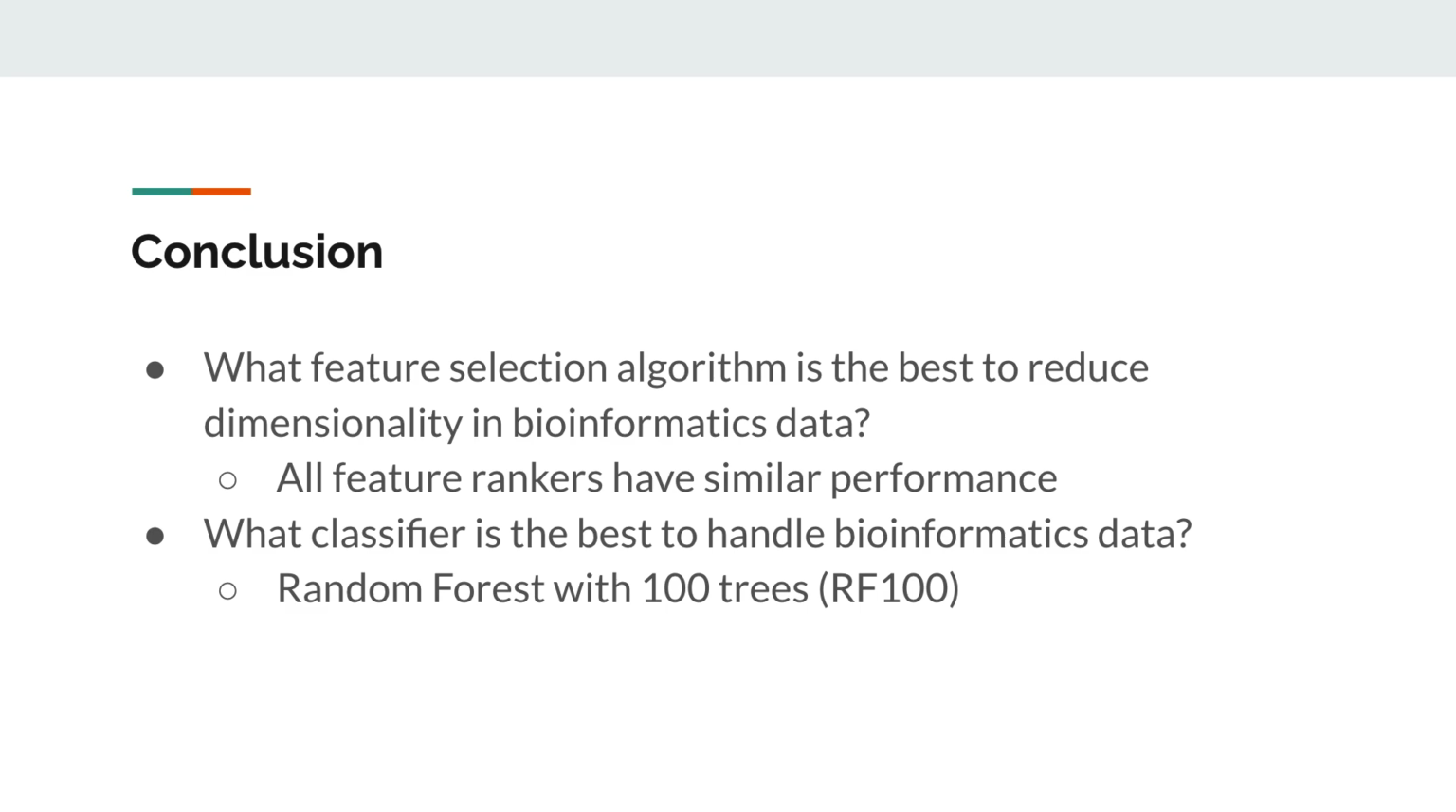In conclusion, the paper answers two questions it raised at the beginning of the paper. Question 1, what feature selection algorithm is the best? And the answer is all feature rankers that were tested have similar performance, and no one is significantly better than the others. Question 2, what classifier is the best? And the answer is random forest with 100 trees, and this has been verified by statistical testing.